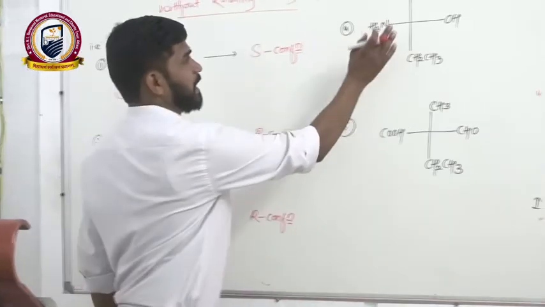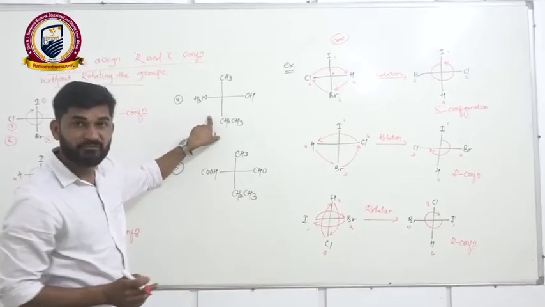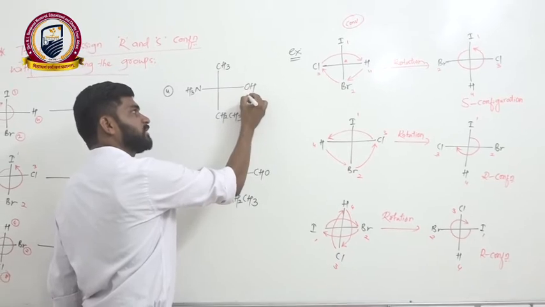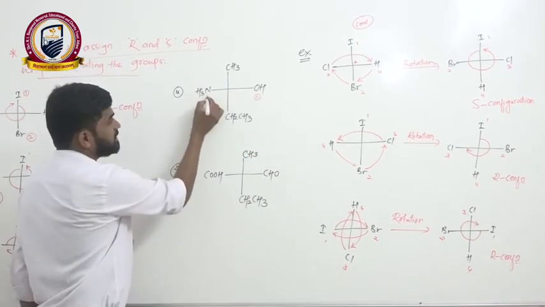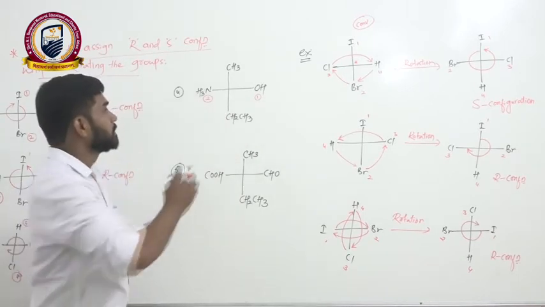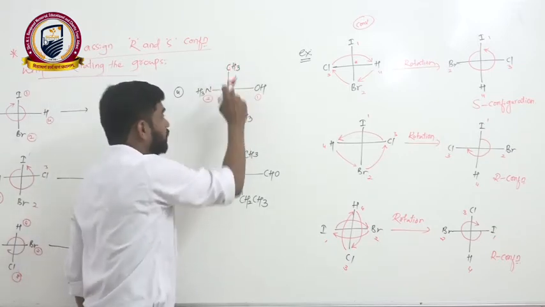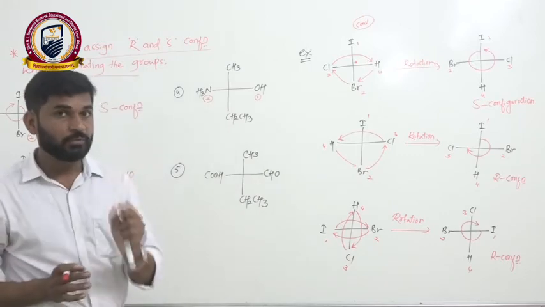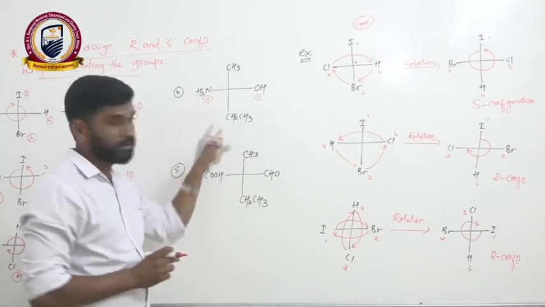Coming to this compound, assign the numbering. Numbering should be given on the basis of atomic number. The first atom attached to the chiral center is oxygen, therefore first priority is given to the OH group. Second priority is given to NH3, because the atomic number of nitrogen is 7, lesser than oxygen. The rules I discussed in the previous video while explaining E and Z configuration, the same rules we have to follow here.